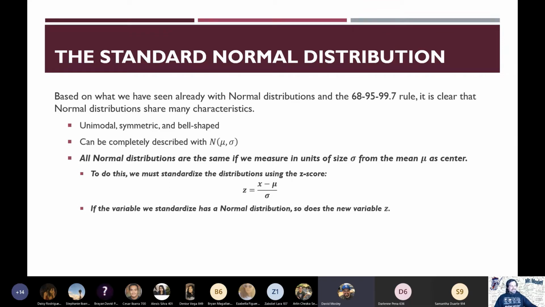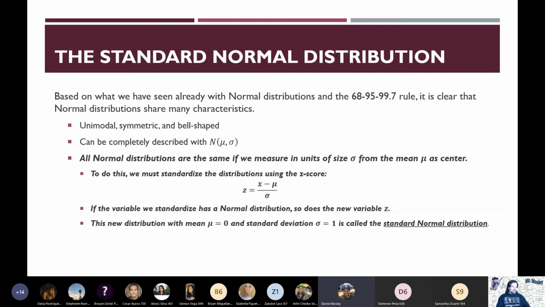If the variable we standardize has a normal distribution, so does the new variable z. So if I standardize all of the observations from a normal distribution, that new set of data, that's all the values of z for every data point, is also a normal distribution. This new distribution with mean mu equals 0 and standard deviation sigma equals 1 is called the standard normal distribution. And that's what our standardizing does. It makes it so that mu becomes 0 of that set of data, and then everything is measured with a standard deviation of 1.